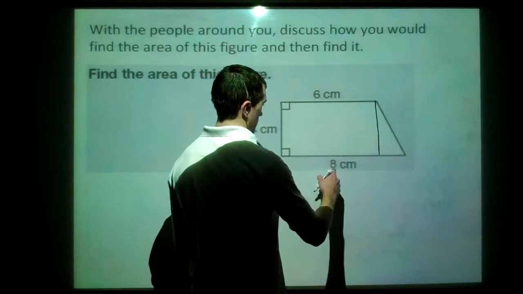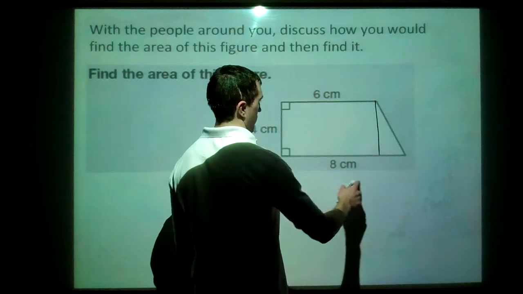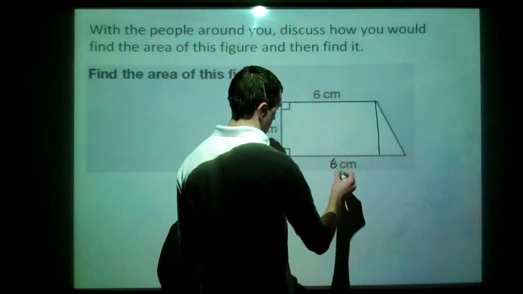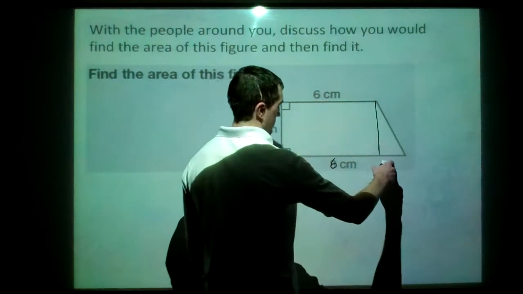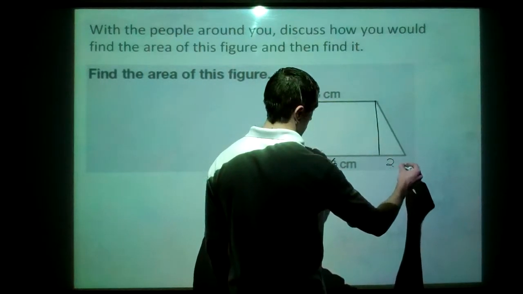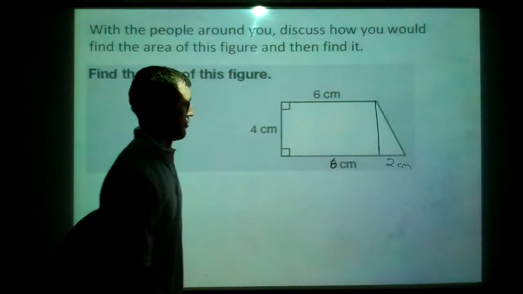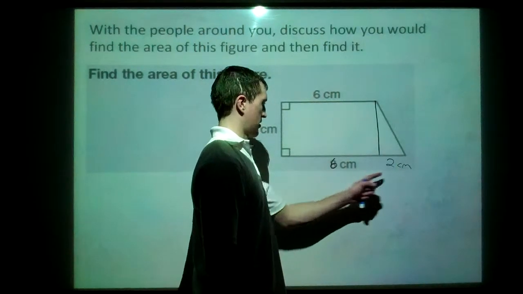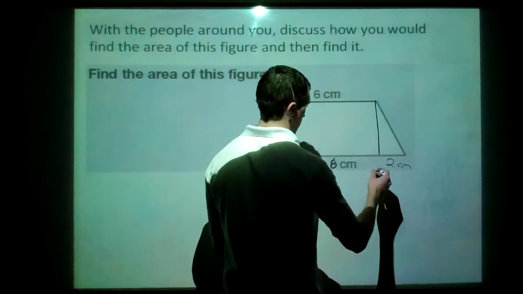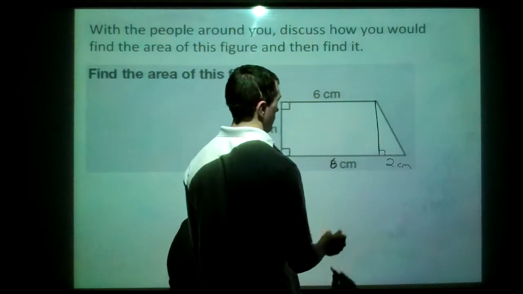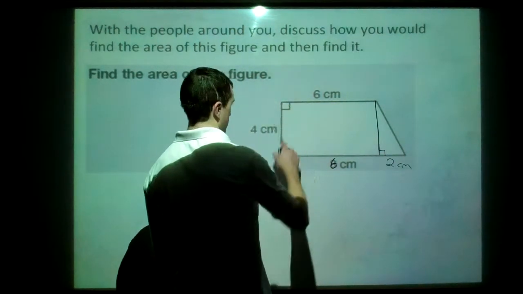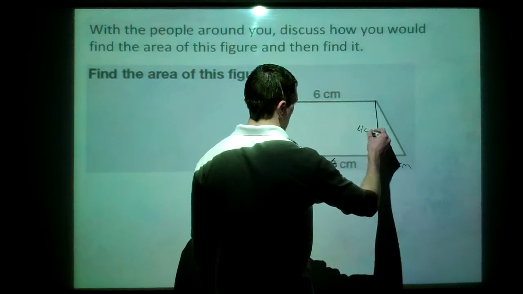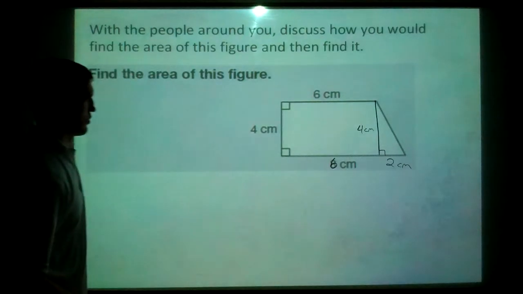Now, this whole thing is 8 centimeters, but from here to here, that says we have 6. So I'm going to change that to 6 centimeters. But we know this then has to be 2 centimeters because 8 is our whole thing and 6 plus 2 is 8, okay? That's a right angle. This is 4 centimeters, so this is 4 centimeters. Okay? So we have 2 areas now.